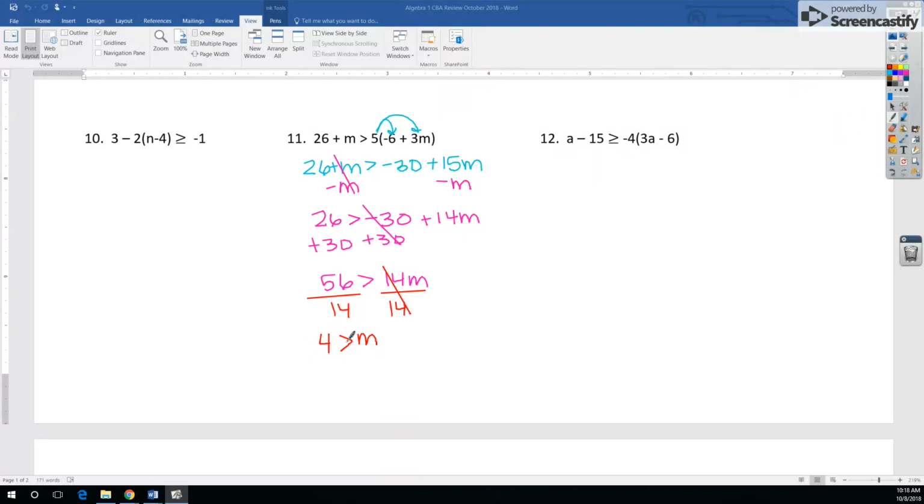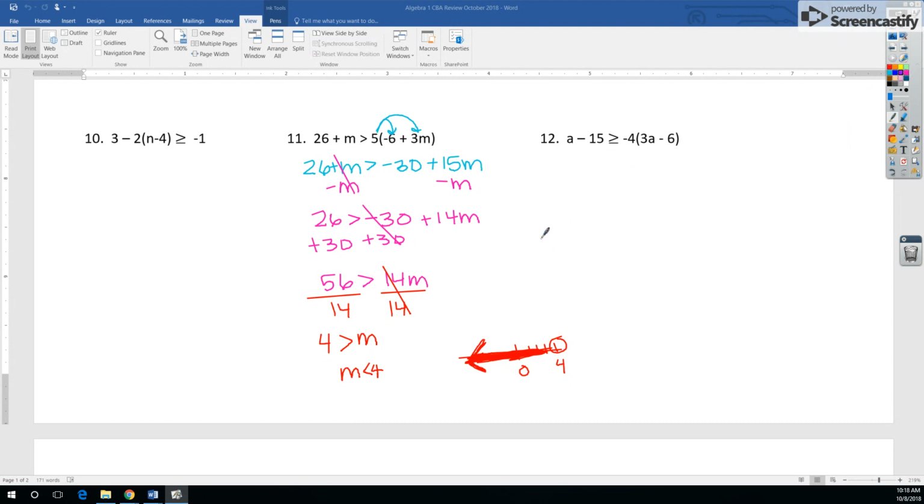So this says 4 is greater than m, so that means m is less than 4. 1, 2, 3, 4. Open circle, go less. What's easy to plug in? Oh, how about 0? 0 should be easy.